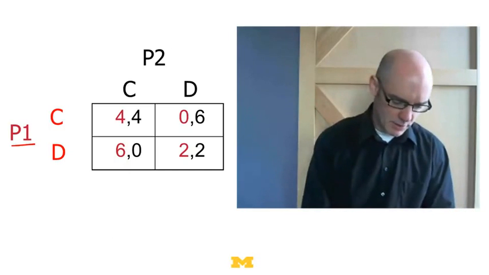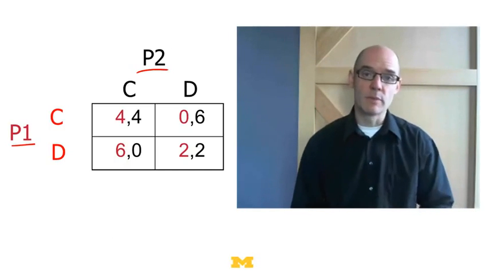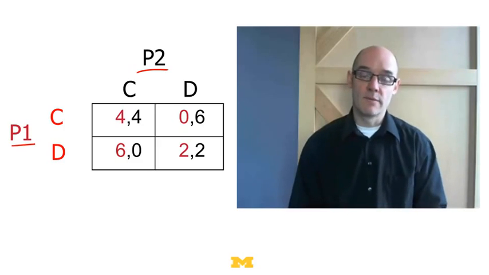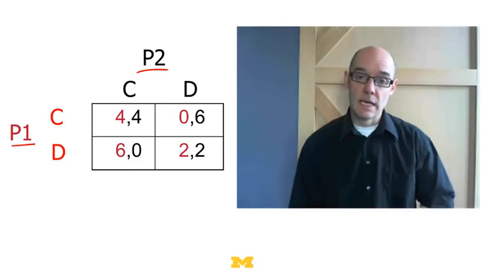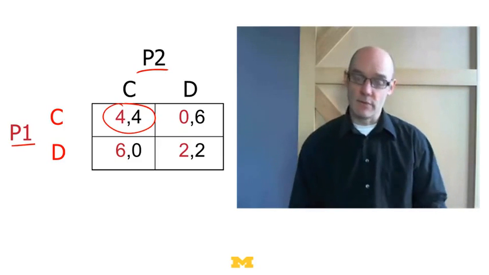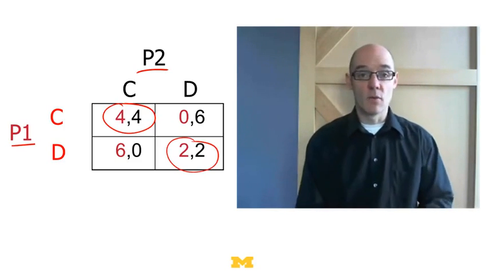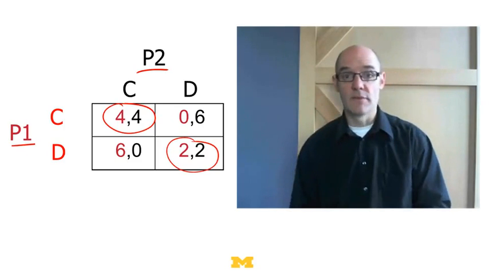There's two players, player 1 and player 2, and each has two options. They can either cooperate, which we represent by C, or they can defect, which we represent by D. Now, if they both cooperate, they both get payoffs of 4. And if they both defect, they get payoffs of 2. So collectively, they're better off if they cooperate, and they're worse off if they defect.